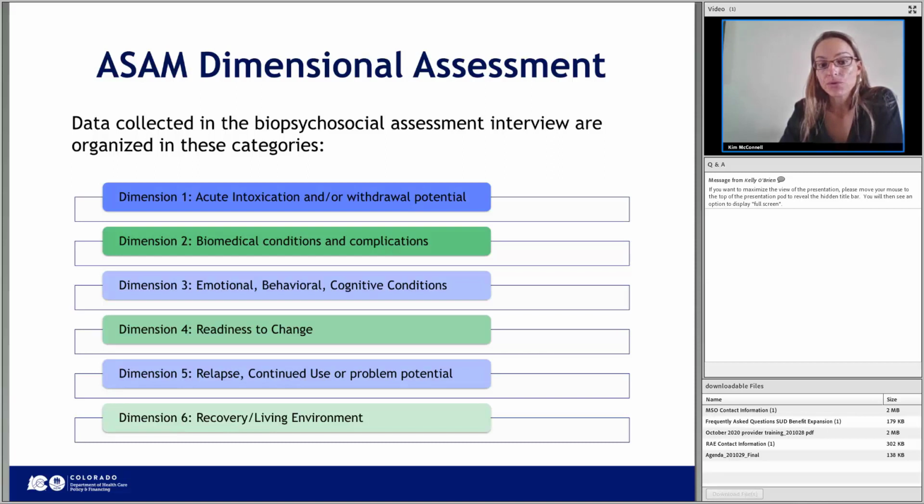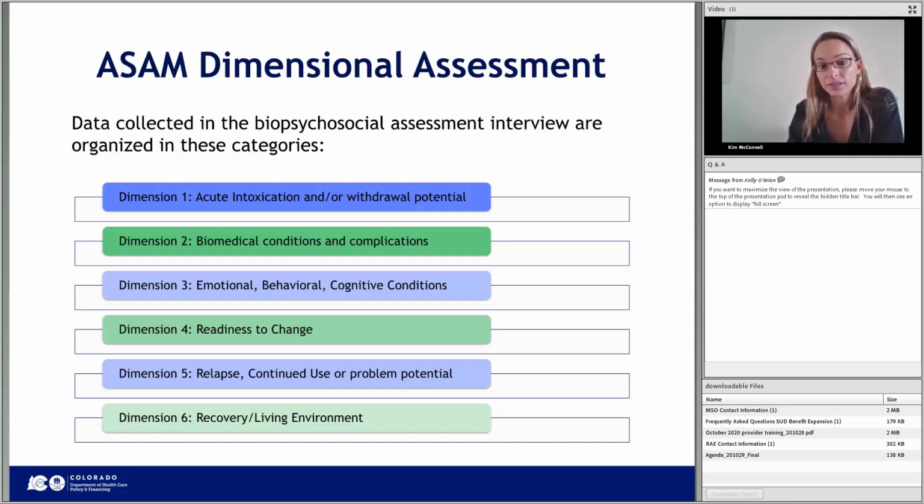Dimension 3 is their emotional, behavioral, or cognitive conditions that impact the recovery efforts that they will be engaged in, or when they're in SUD treatment. What's their readiness to change? ASAM does take into account an individual's readiness to change when looking at levels of care. Relapse, continued use, or problem potential also will drive whether or not they've been successful in outpatient treatment before, or whether or not their environment is so risky, presents so many opportunities for relapse and struggle with regard to changing their behavior, that perhaps they need a residential level of care, or perhaps they have so many supports in their environment that actually outpatient or IOP treatment is preferable to residential. And then finally, recovery living environment.